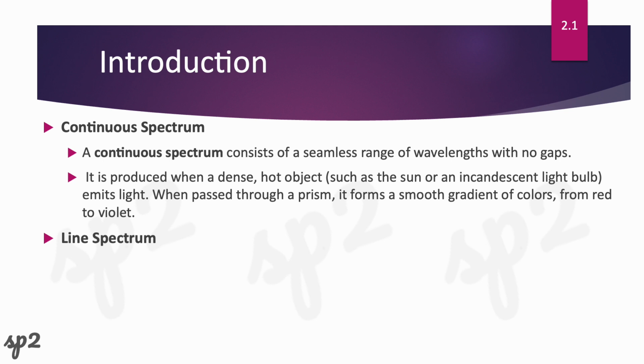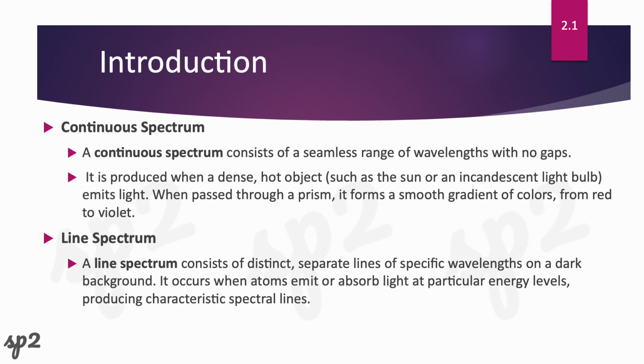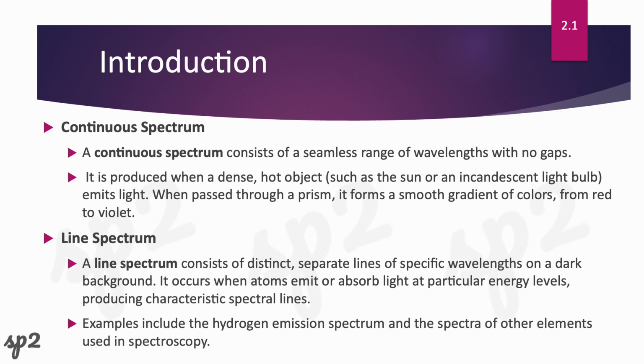Then we have the line spectrum, on the other hand, which consists of very distinct, separate lines of specific wavelengths, and typically you see them on a very dark background. This happens when atoms emit or absorb light at particular energy levels. Examples could be the hydrogen emission spectrum and the spectra of many other elements that we typically use in our spectroscopy experiments.